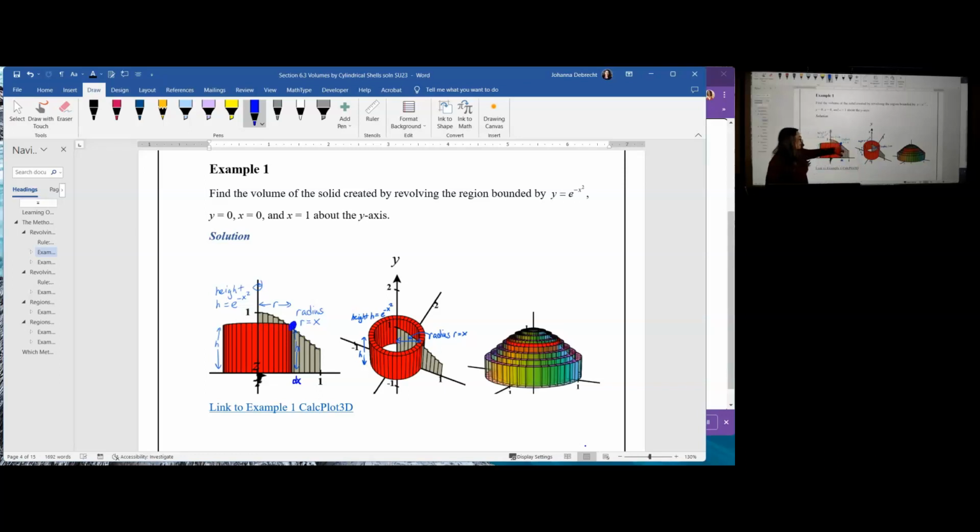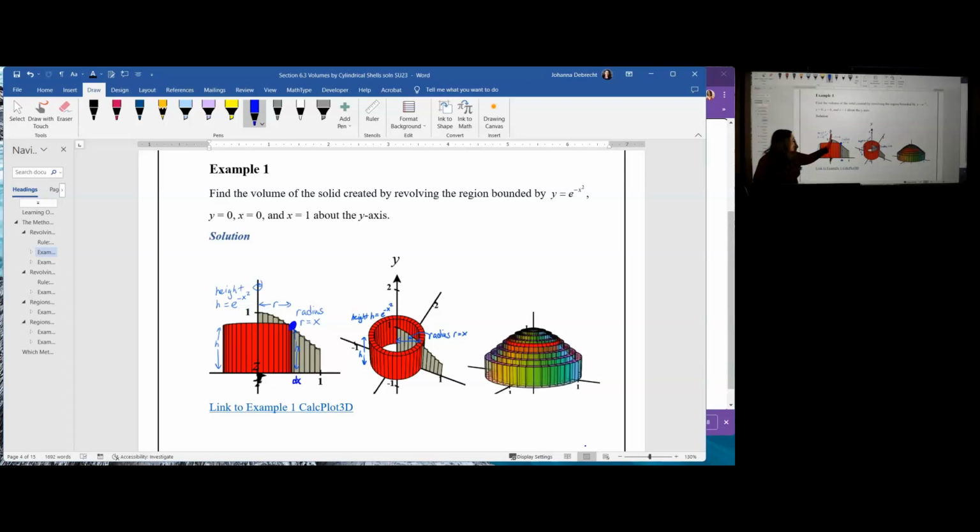When I look at this point, it has both an x-coordinate and a y-coordinate. The x-coordinate is actually giving me the radius of this shell. It's r on this side and r on that side. That means that r equals x. The height of the shell is given by the length or height of the rectangle. And the height of the rectangle is determined by the function, which is e to the negative x squared, and that becomes the height.